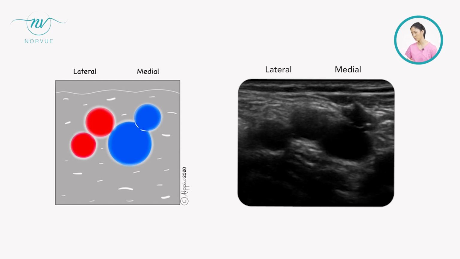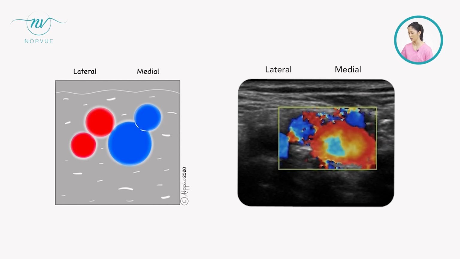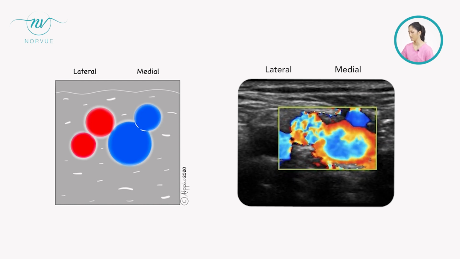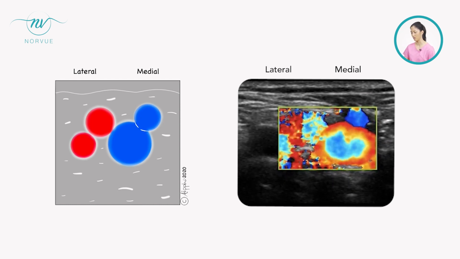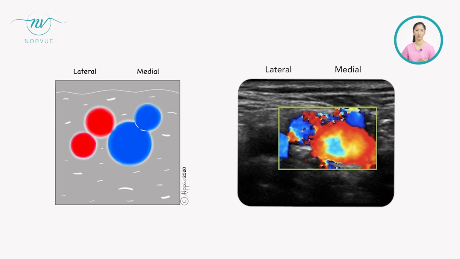And then let's put some color Doppler on the blood vessels. And here you see really clearly that the artery parts have high velocity, while the vein parts have low velocity.